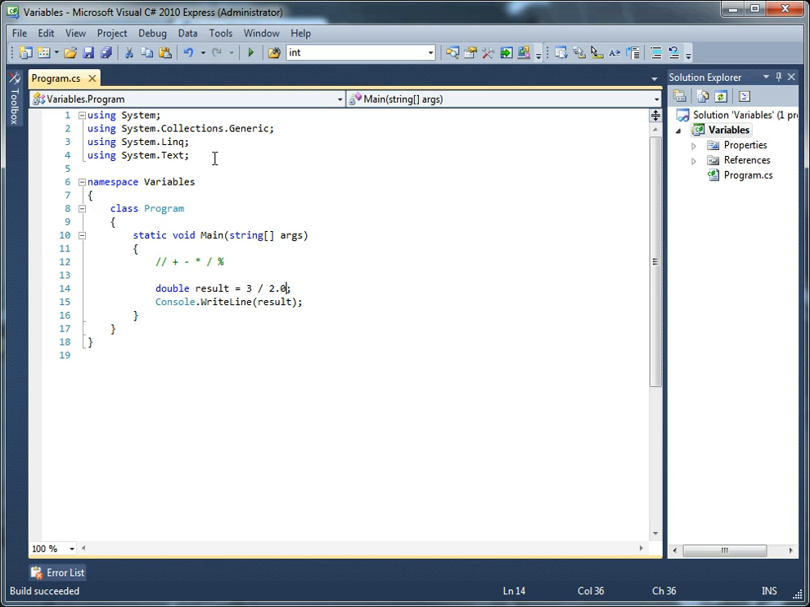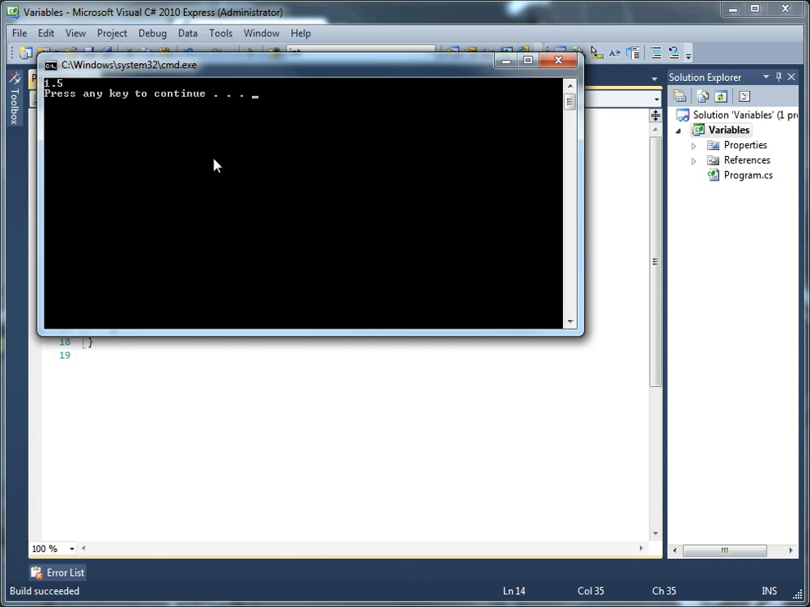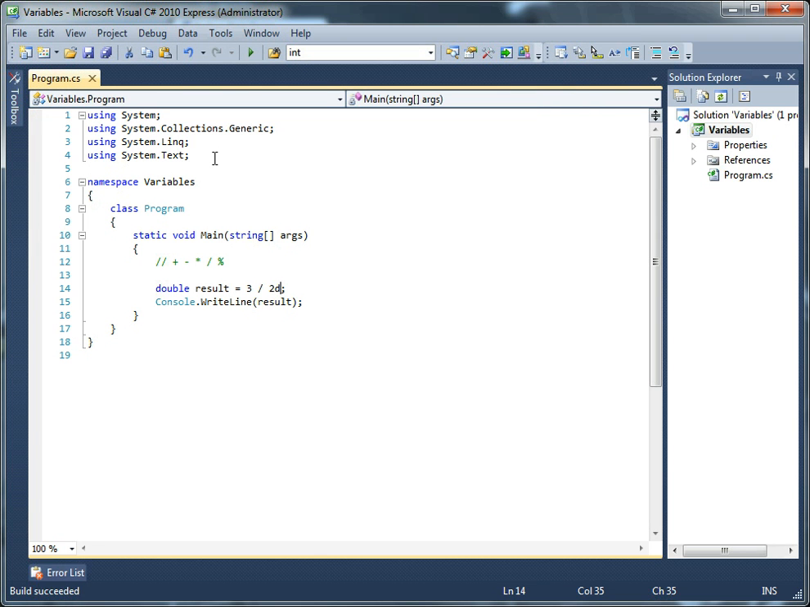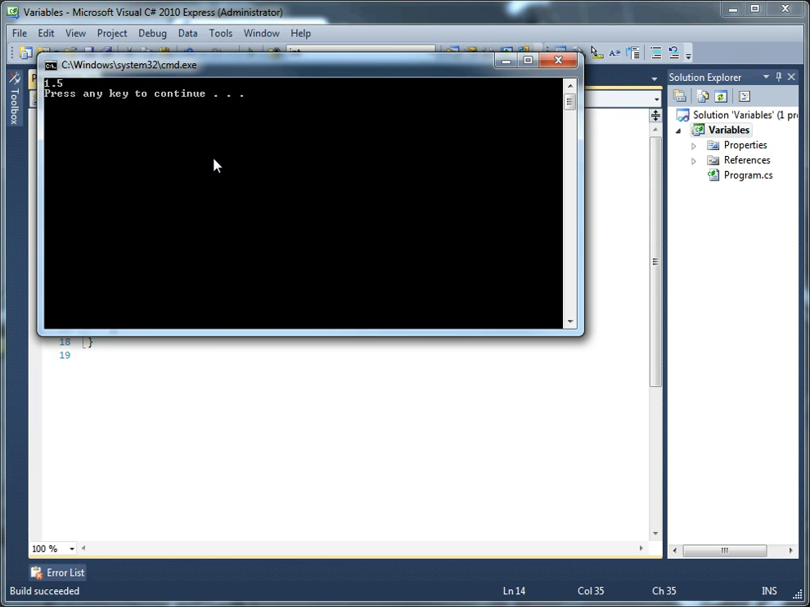The other way is to explicitly say that 2 is a decimal, and to do that we just put a D after it. And now we get our 1.5. This is actually one of the places in C# where it's not case sensitive. You could also use a capital D and get the same results.